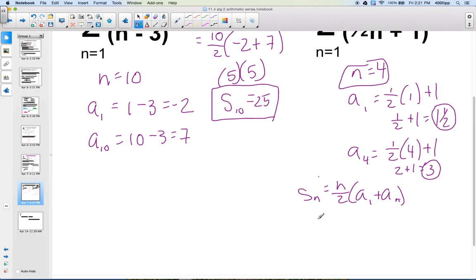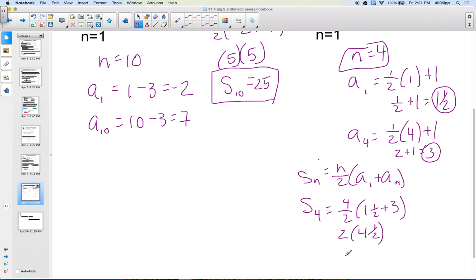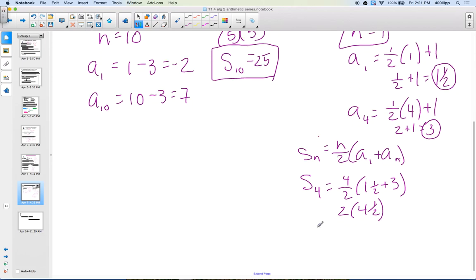So we get S sub 4, because we're adding 4 of the terms up, 4 over 2. Our first term here is 1.5, plus our last term here is 3. 4 over 2 is 2. 3 plus 1.5 is 4.5. Doubling 4.5, we get 9. So therefore, S sub 4 is equal to 9. And that's the sum of the first 4 terms in that series.